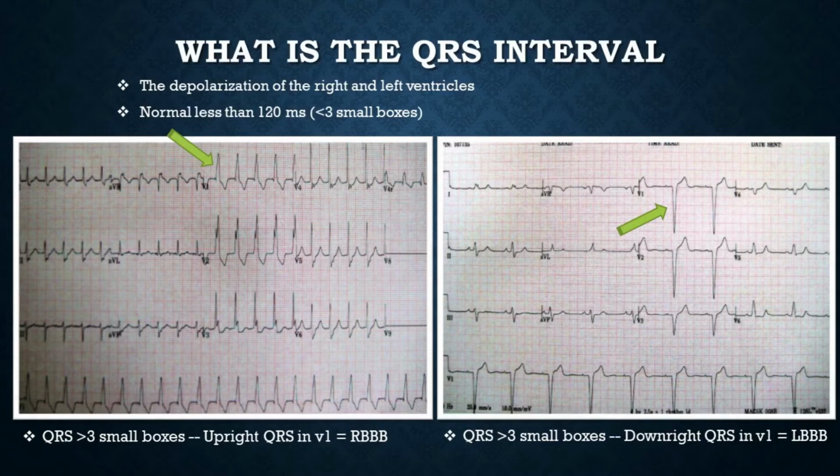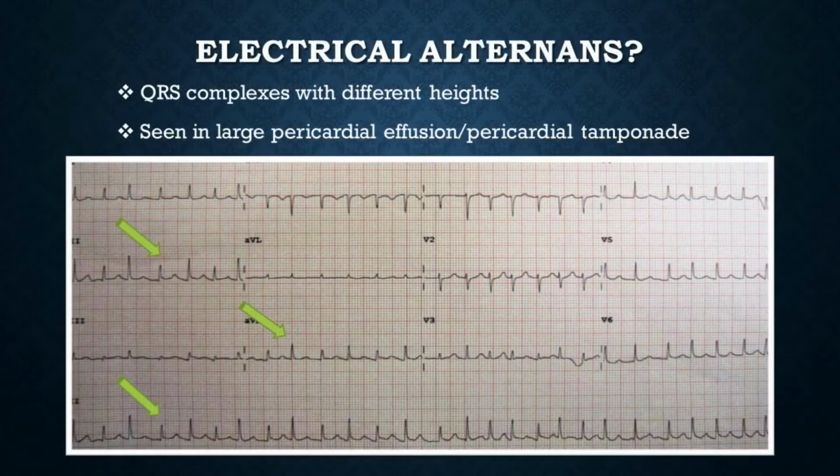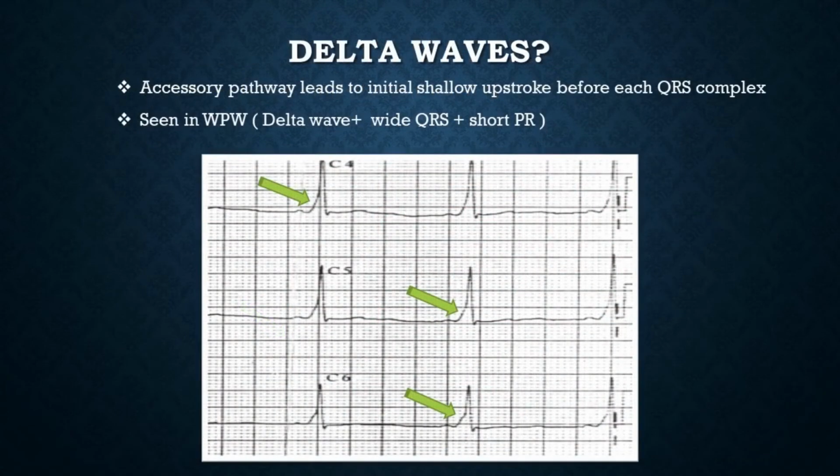It's that easy. Here you can also look for electrical alternans, which is an alternation of the QRS complex amplitudes and is seen in large pericardial effusion. You can also look for delta waves. A delta wave is an initial shallow upstroke before each QRS complex and is indicative of an accessory pathway. On EKG, delta wave, wide QRS and short PR is known as Wolff-Parkinson-White syndrome.